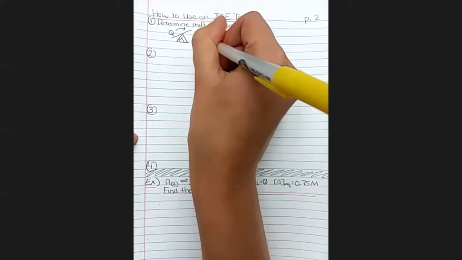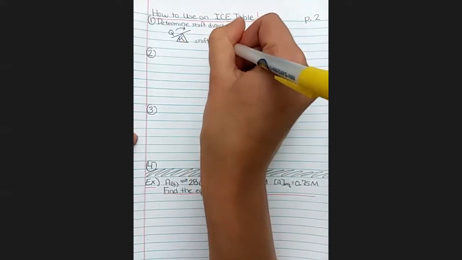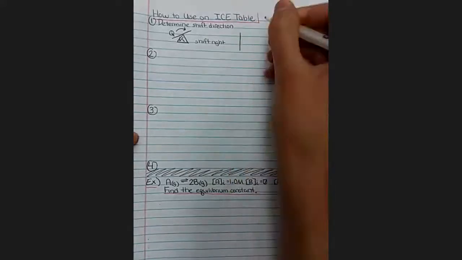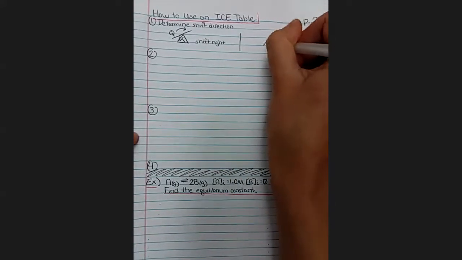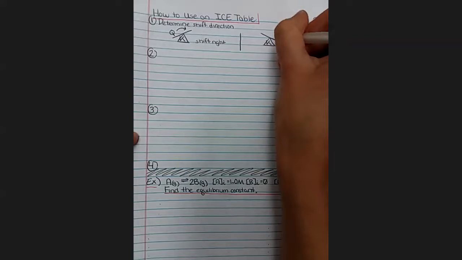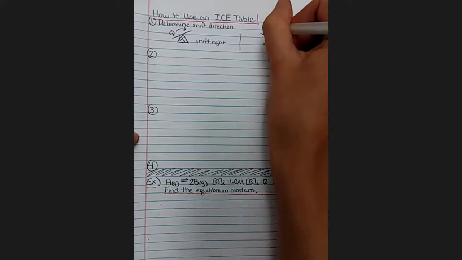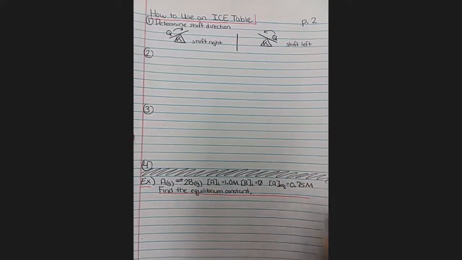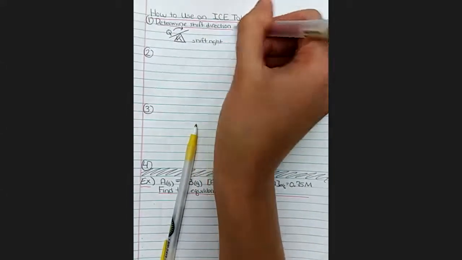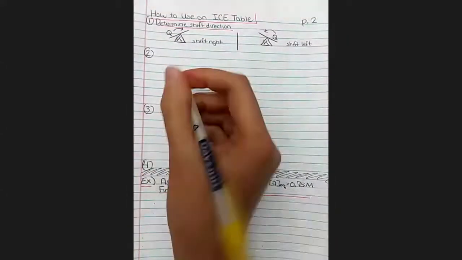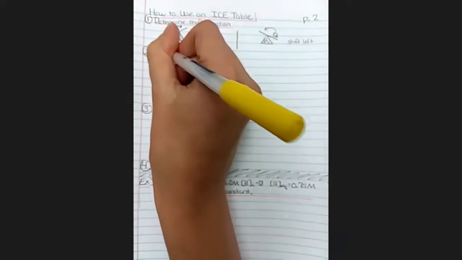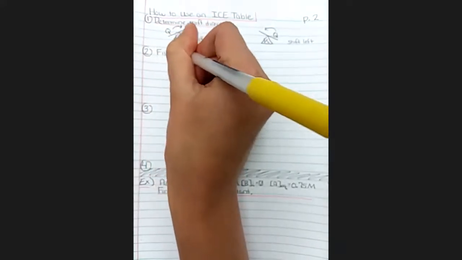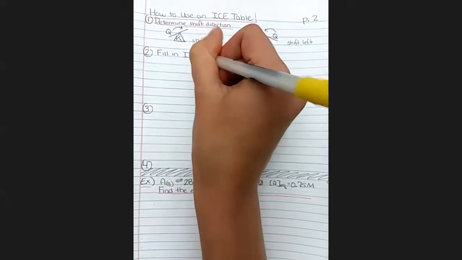So if the Q value is less than K, we're going to shift to the right. And our other situation is if the Q value is greater than K, we're going to shift to the left. So that thing that we practice doing qualitatively, it doesn't go away. You always need to do it every time you make an ICE table. Determine the shift direction. All right, great news. We already know how to do that. Next step is to set up and fill in an ICE table.